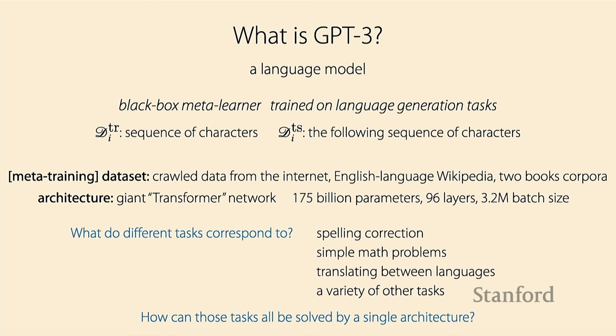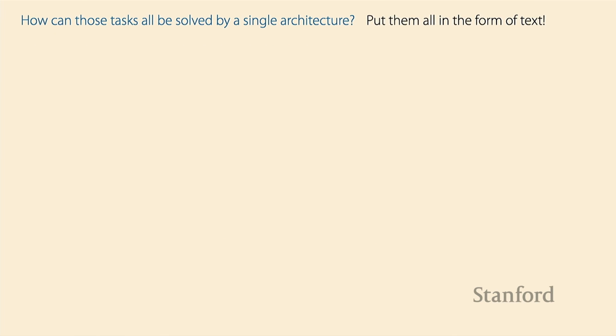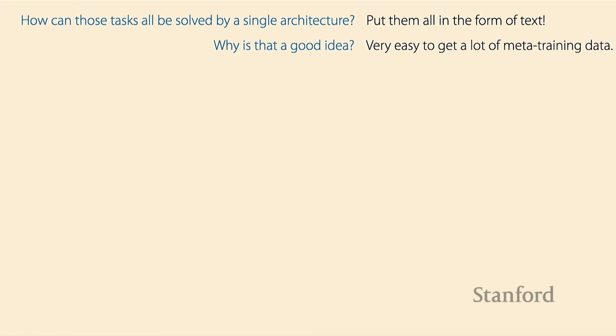The cool thing about language models is that, on the surface, these seem like very different tasks, like math versus machine translation versus spelling. And we can actually have all these tasks solved by a single architecture. The way you can do that is to put them all in the form of text, in a common language for the network. That's a good idea because it's also very easy to get a lot of text data on the internet.